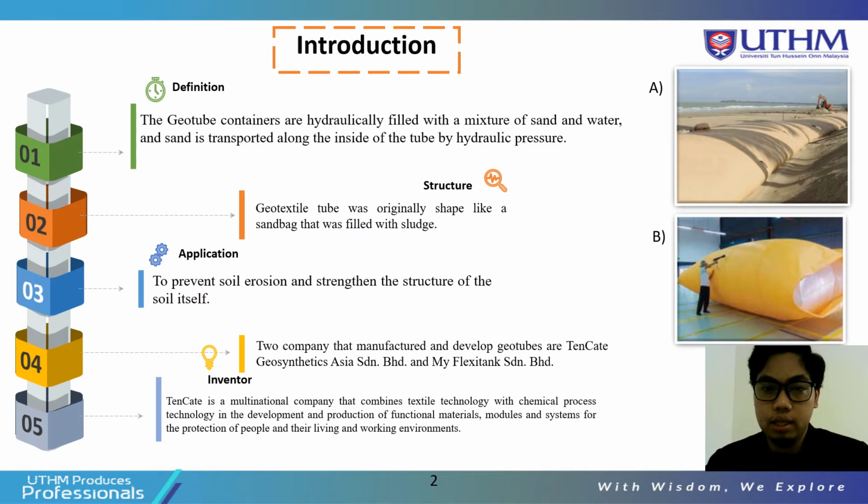For introduction, let me introduce about the definition of geotube that I will be using in my entire proposal. So, the geotube is a container hydraulically filled with a mixture of sand and water, and the sand is transported along the inside of the tube by hydraulic pressure. And the structure of this geotube was originally shaped like a sandbag that was filled with sludge. And one of the applications is to prevent soil erosion and strengthen the structure of the soil itself.